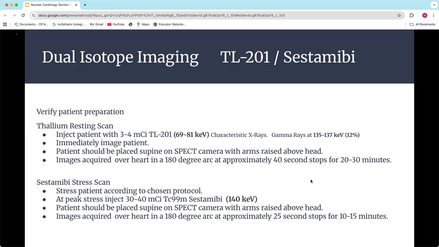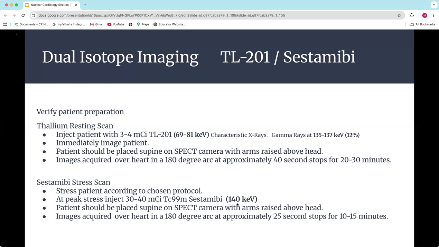And so with this one, they would start out with a thallium rest scan, and you would set the camera window to look at that 69 to 81 keV, and you do a rest scan with thallium. That's not a great looking picture, but you could at least see on the rest scan if there were any defects. And then right after, you would do a stress with the sestamibi or with the cardiolite. And then you would set your camera to view the 140 keV, and because you can view those two different windows, the thallium and the sestamibi didn't get in each other's way.